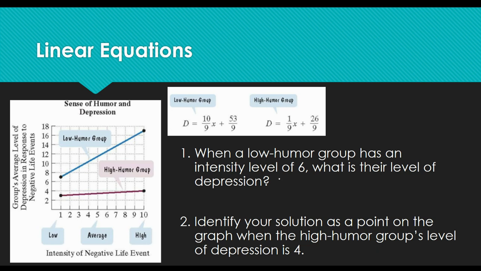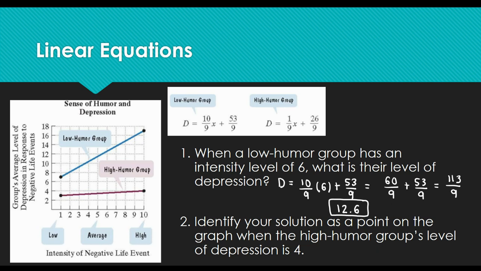So if I go to the low humor group and I substitute 6 in for x, we can figure that out. So we'll have this getting multiplied by 6. All right, so 10 times 6 is 60, so we really have 60 over 9 plus 53 over 9, so that gives us 113 over 9, and if I was to divide that, like I said, it's going to be in between 12 and 14, and it turned out to be approximately 12.6.